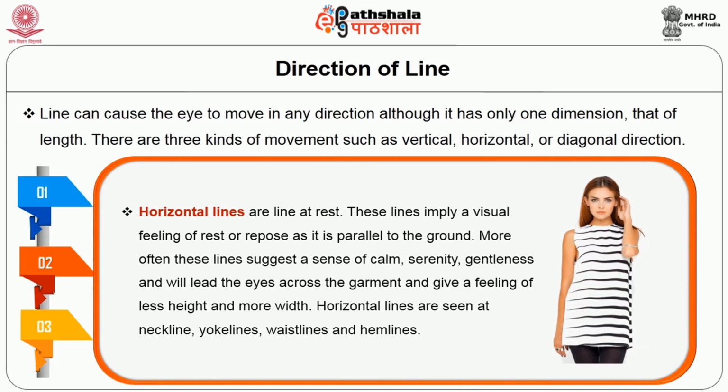Horizontal lines are lines at rest. These lines imply a visual feeling of rest or repose as they are parallel to the ground. More often, these lines suggest a sense of calm, serenity, gentleness and will lead the eyes across the garment and give a feeling of less height and more width. Horizontal lines are seen at necklines, yoke lines, waist lines and hem lines.